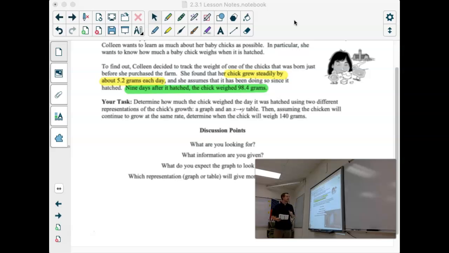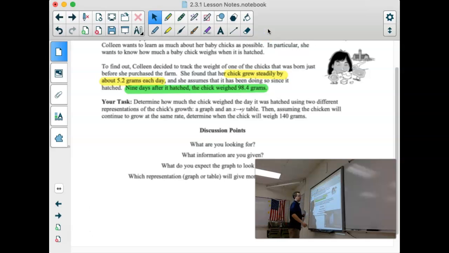We want to find out two things here. We want to figure out how much the chick weighed the day it was hatched using two different representations, one a graph and one an XY table, and then we want to find out how many days it's going to take for the chick to weigh 140 grams.